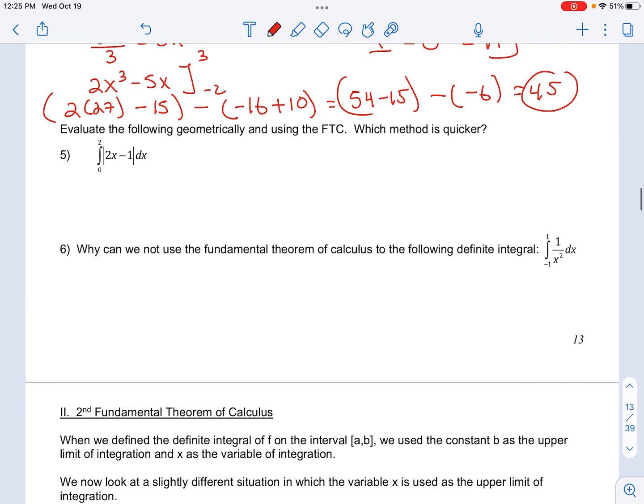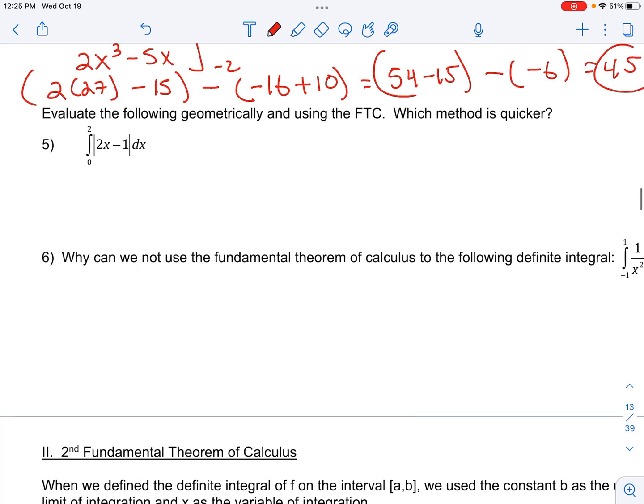Now, let's look at the next problem. This is an absolute value function, and let's do it both ways. So if I give you a definite integral, if you can do it geometrically, you can do it geometrically. I will never tell you which way to do it. You want to do it the way that's the quickest.